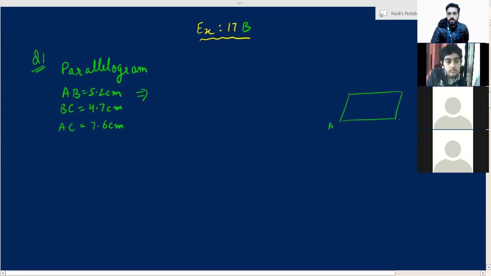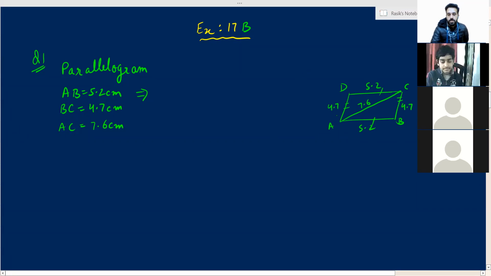It may look like this, the parallelogram ABCD when we construct it. AB is 5.2. So we can say that CD is also 5.2. Opposite sides of a parallelogram are equal. Similarly, BC is 4.7. So we can say that AD is also 4.7. So that means we know all the four sides of the parallelogram and we know one diagonal. The diagonal AC 7.6. Start constructing it.